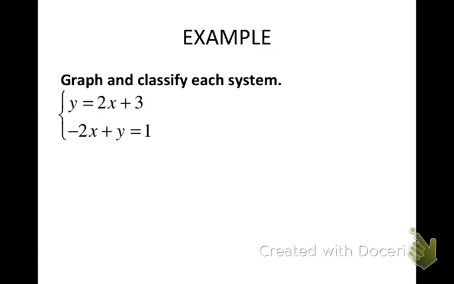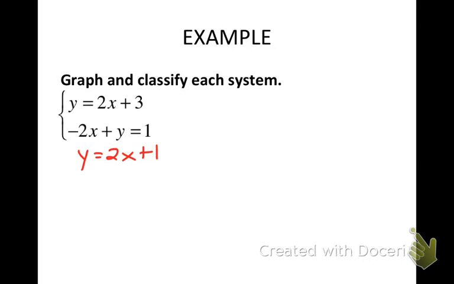So if I had y equals 2x plus 3 and negative 2x plus y equals 1, sure, I could graph it and see if I get a solution or not. But let's look at the slopes and the y-intercepts just specifically to figure out which type of system it would be. Right now my slope up here is what? 2. My y-intercept is 3. What's my slope going to be down here? 2. Because when I move it over, it becomes y equals 2x plus 1.